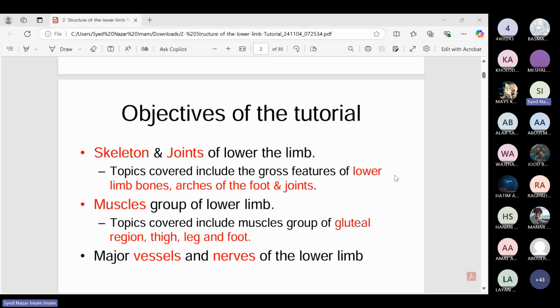So we'll focus mostly on the muscles, and side by side, we will also know about the bones as well as the major vessels and the nerves. So this is what we are going to learn today.